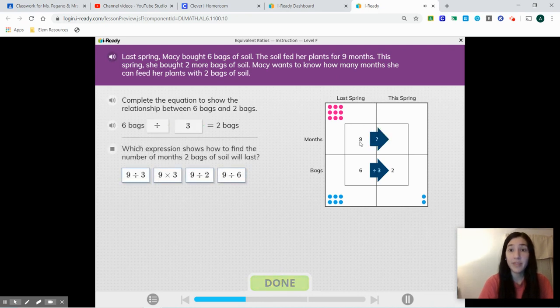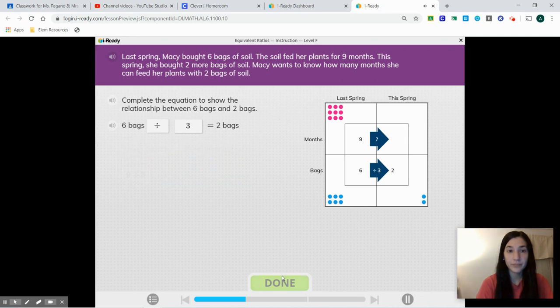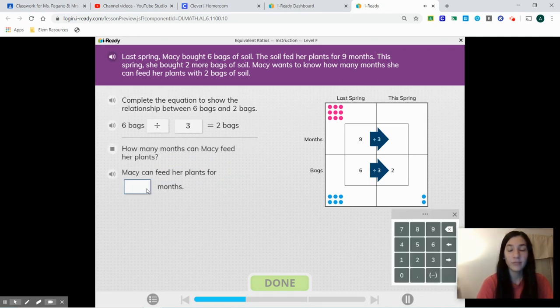We're going to do the same thing here. How to find the number of months 2 bags of soil will last. So we're going to do 9 divided by 3, and that's going to give us 3 months. How many months can Macy feed her plants?